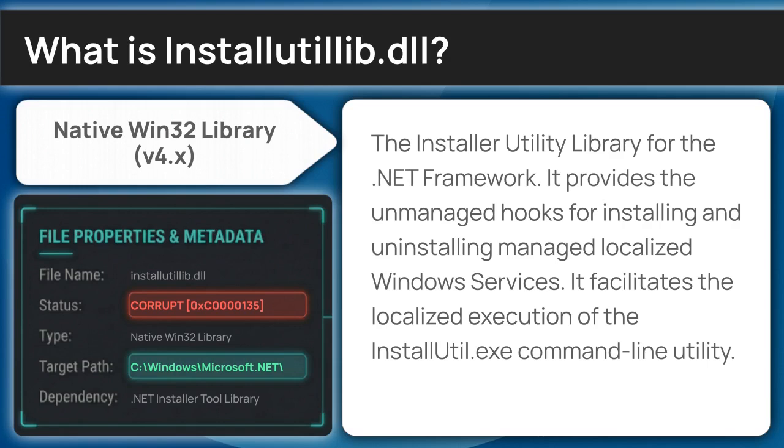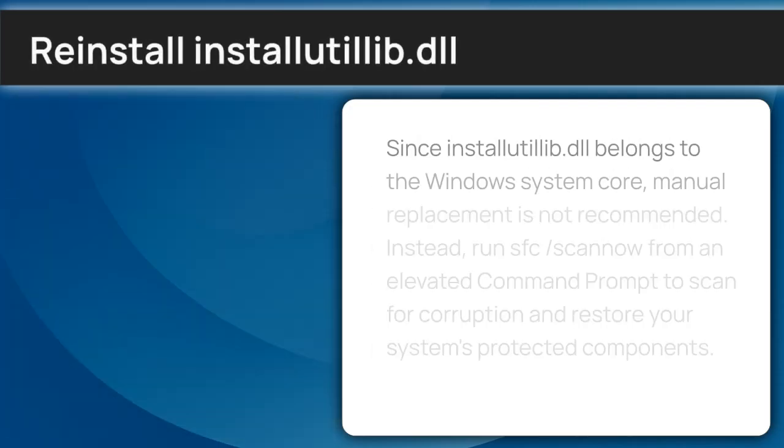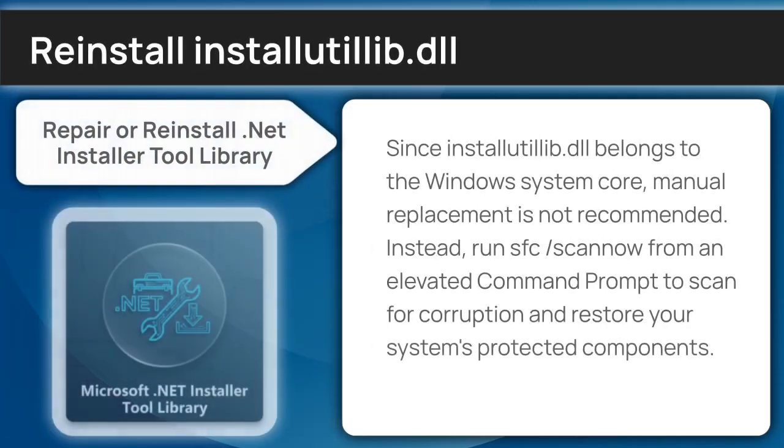With the explanation out of the way, let's refresh the affected files. Since InstallUtil.lib Library DLL belongs to the Windows system core, manual replacement is not recommended. Instead, run sfc /scannow from an elevated command prompt to scan for corruption and restore your system's protected components.